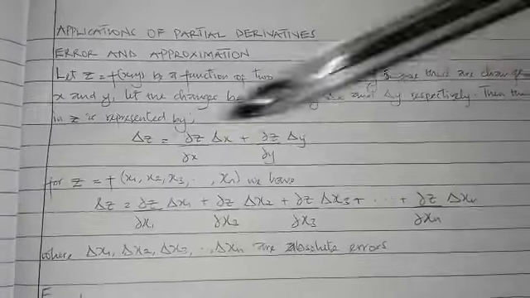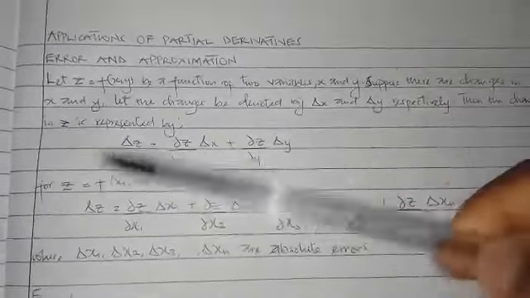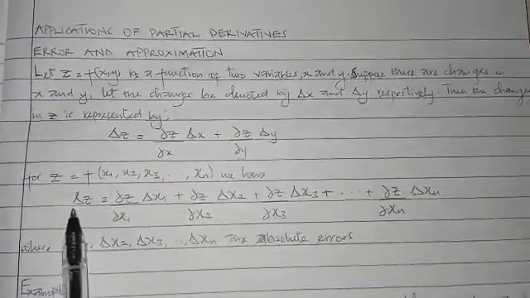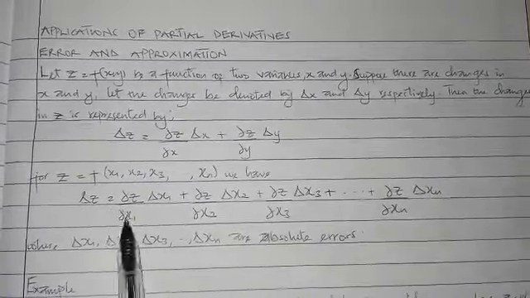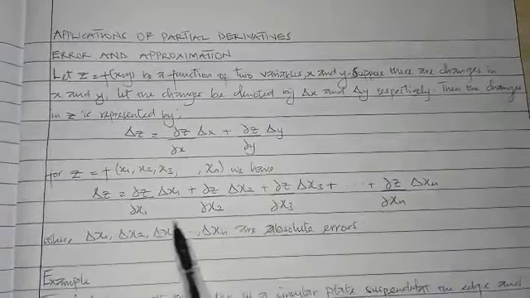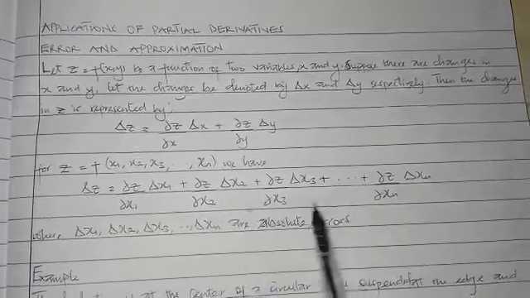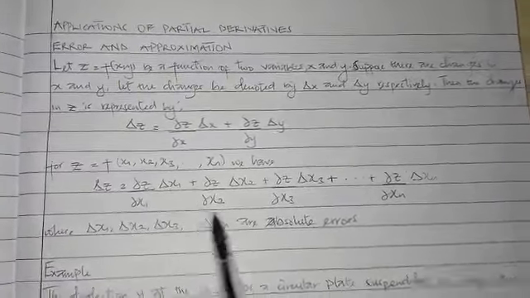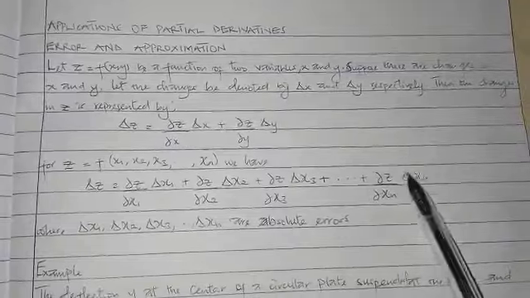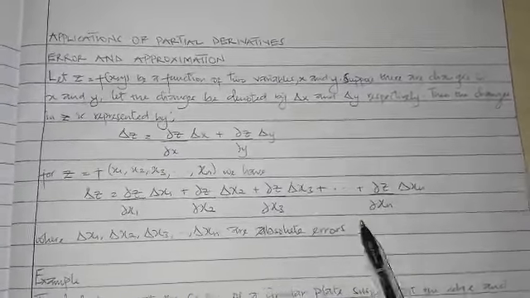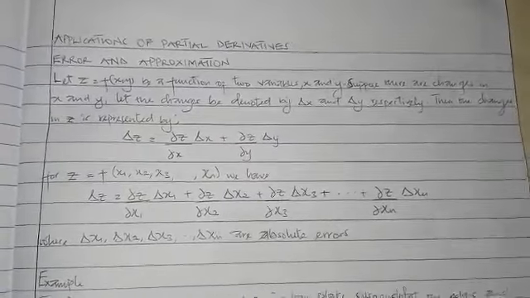So for z, a function of x1, x2, x3 to xn, we have delta z is equal to partial z over partial x1 delta x1. It keeps on going. So this is like a general formula for delta z. It keeps on going to partial z over partial xn delta xn. Sorry about that.